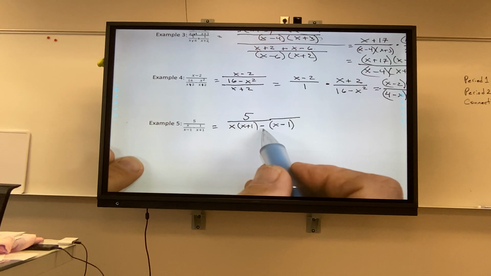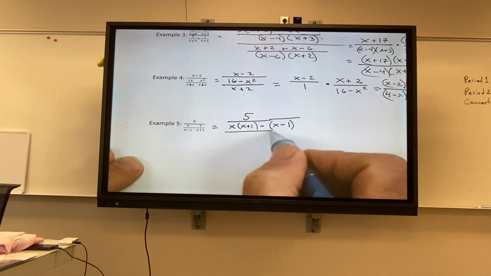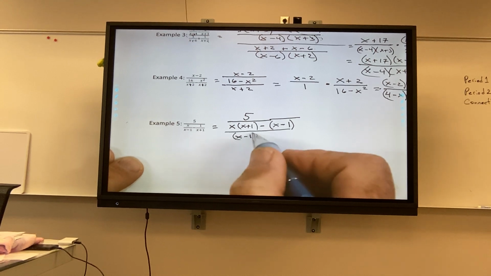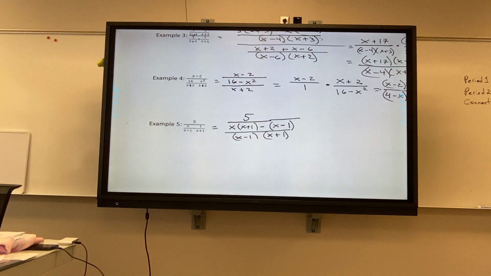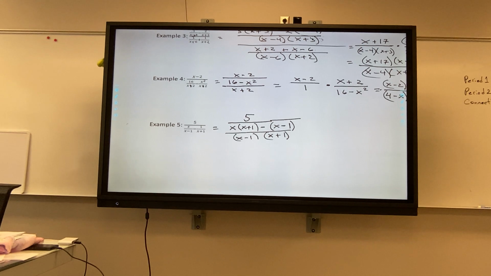And a lot of times that's where people make mistakes, when you have a negative in front of here, it's not distributed. Then down here I'm going to have the product of x minus 1 and x plus 1. So are we distributing or no? Here? Yeah, we will. Okay.